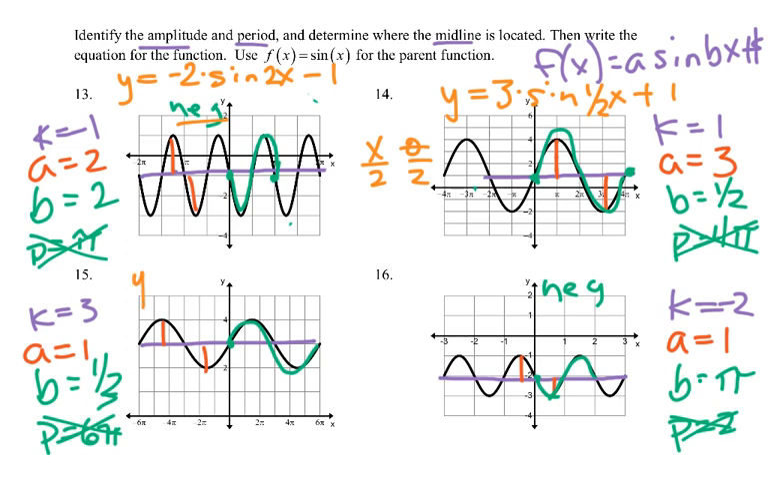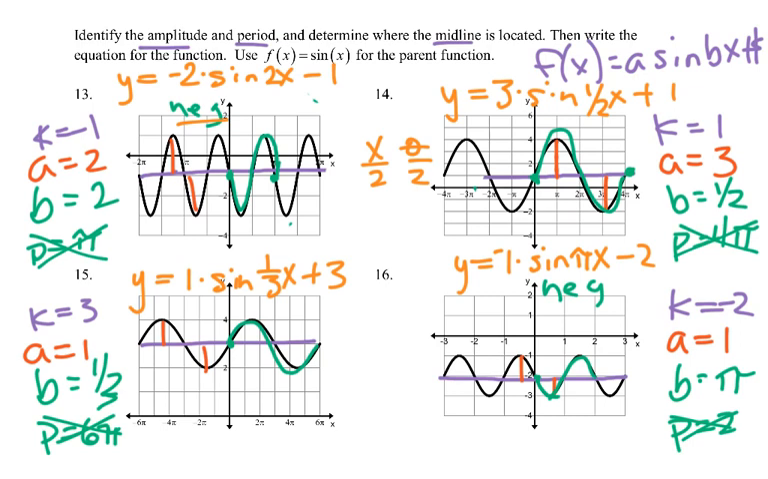15, y, or f of x, I guess I could have been writing f of x, y equals amplitude of 1, so I don't necessarily need to put the 1, but I'm going to, sine of 1/3 x plus 3. And 16 becomes y equals negative 1 because it's going the opposite way, times the sine of pi x minus 2. And there's our 4 equations.